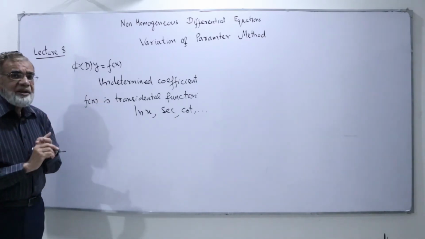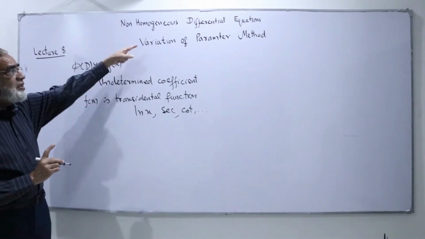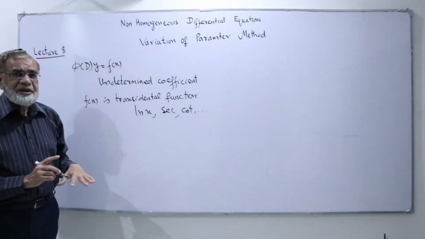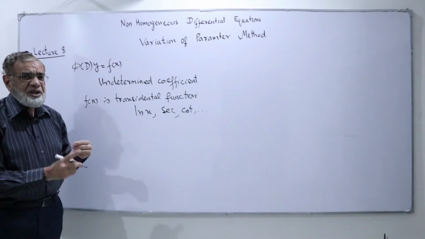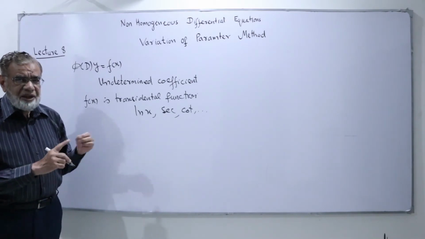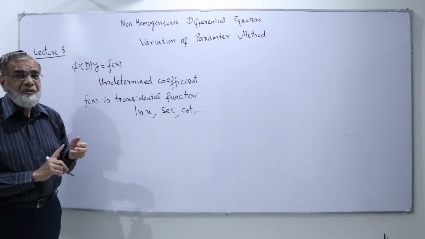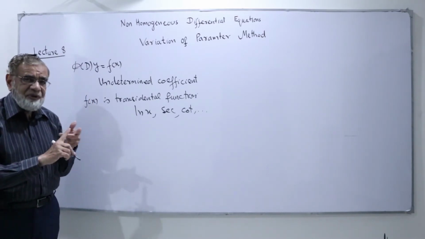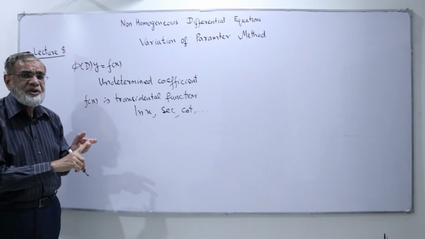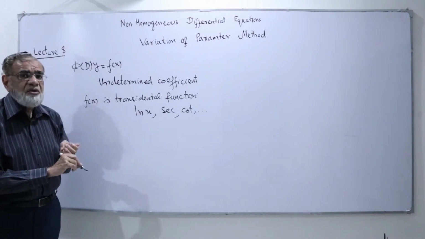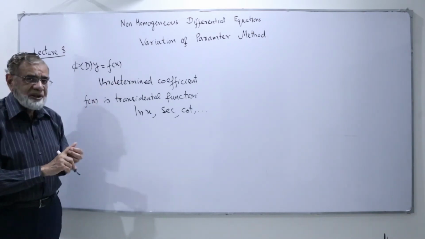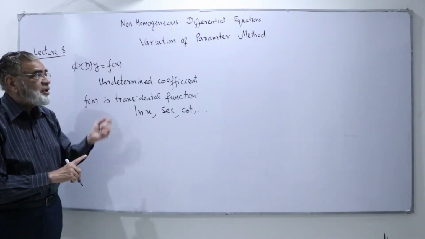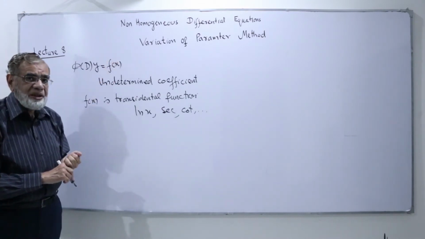In addition, I would like to say that this method can be applied to any type of f of x. But because we have integration in it and the calculation is a little longer, we avoid it. If the function is a polynomial function, an exponential function, or a sine cosine function, we prefer to use undetermined coefficients. And if we can't apply undetermined coefficients, we go to the method of variation of parameters.